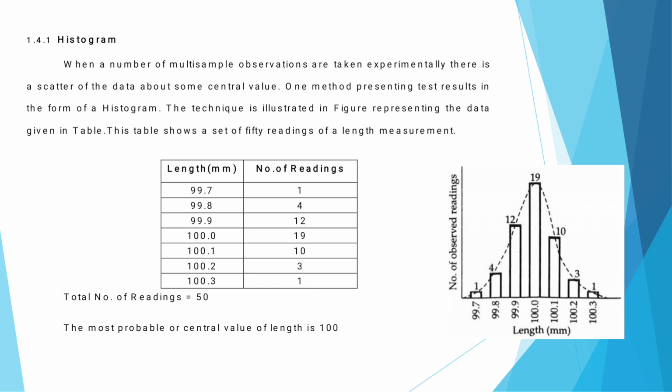To visualize this statistical data, look at this histogram representing the measurement of a specific length in millimeters. On the x-axis we have the measured lengths ranging from 99.7 mm to 100.3 mm. On the y-axis we track the number of observed readings. Notice how the data naturally forms a bell-shaped curve or a normal distribution with a peak frequency of 19 readings hitting exactly at 100 mm. So this graphical representation allows us to easily observe the spread, variance and the central tendency of our sensor data.